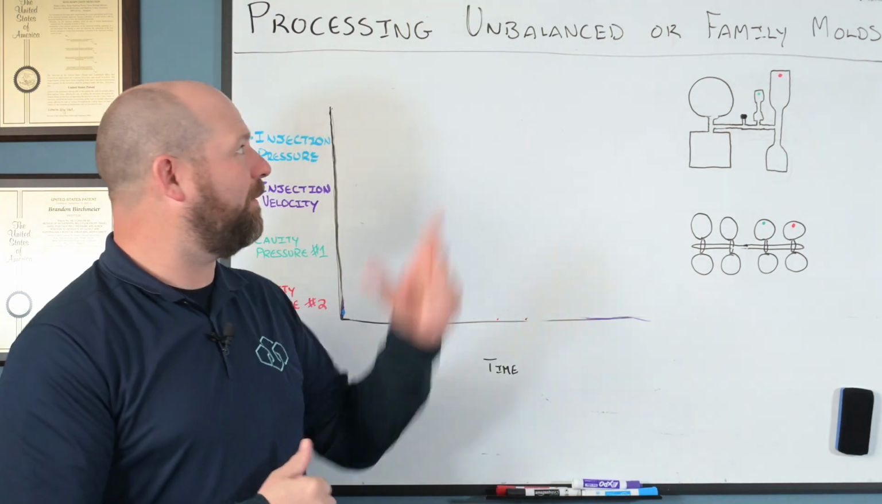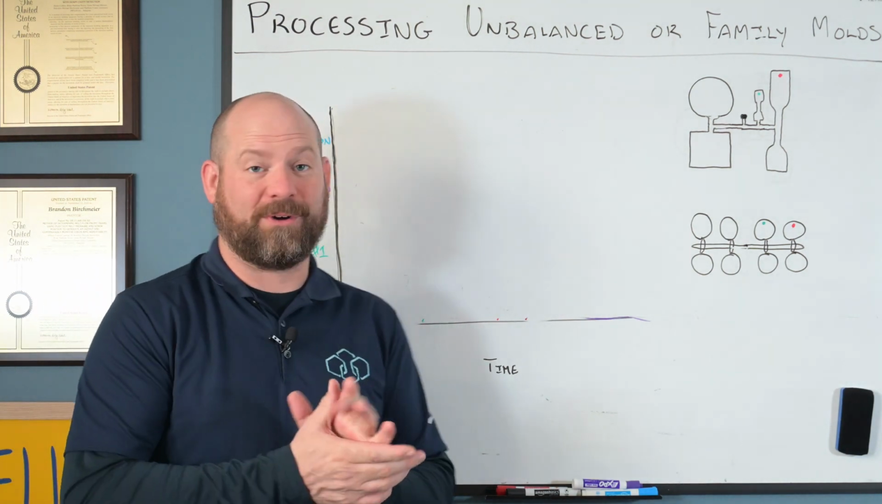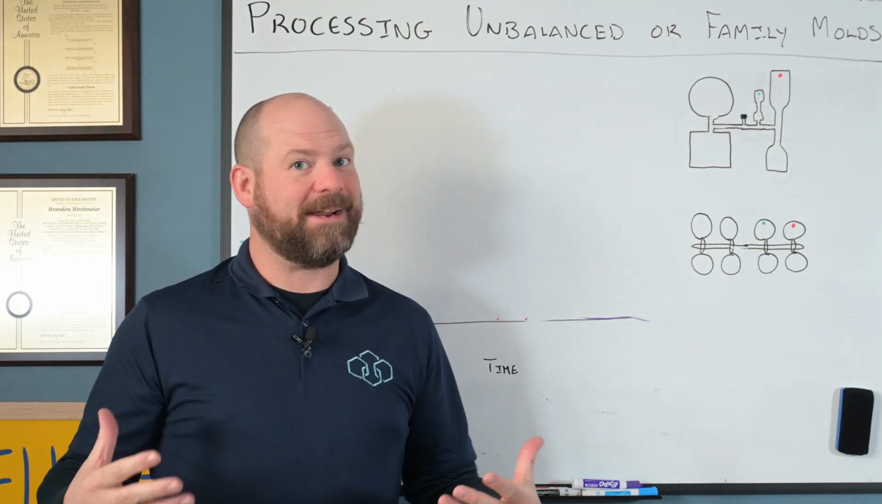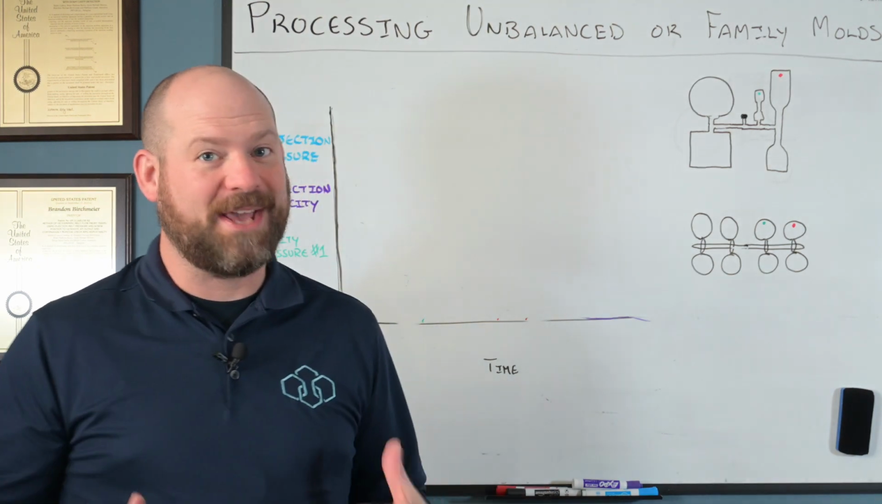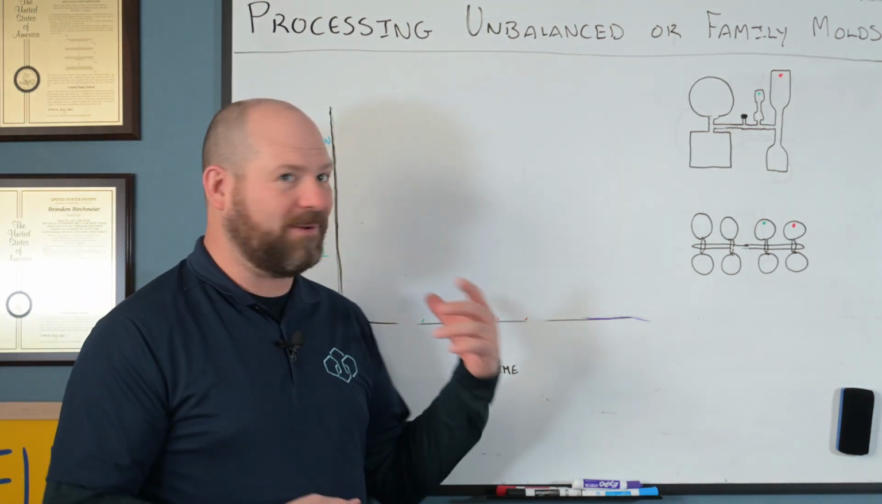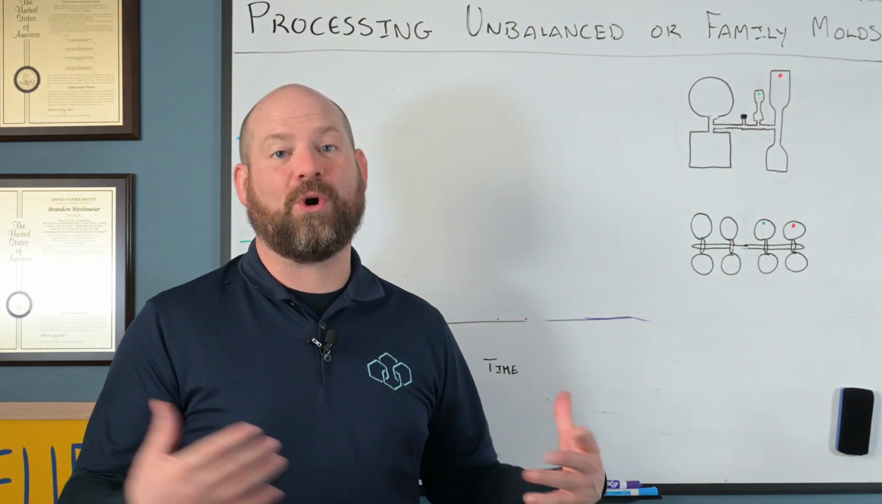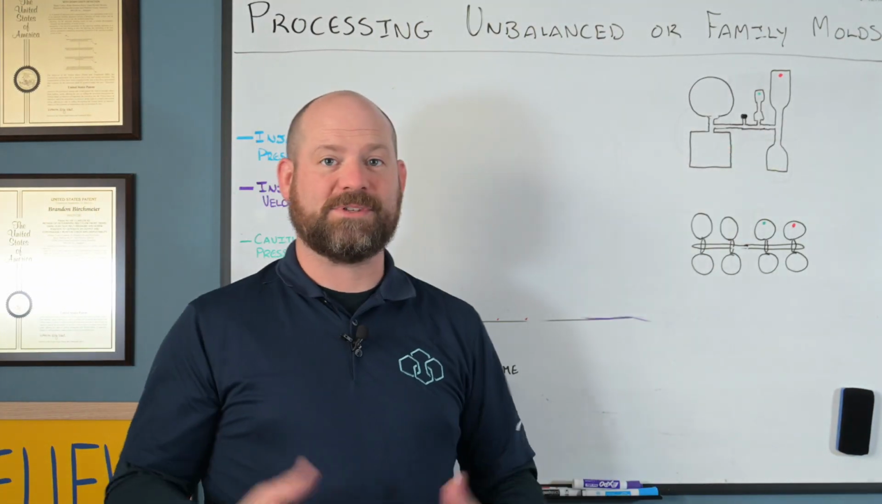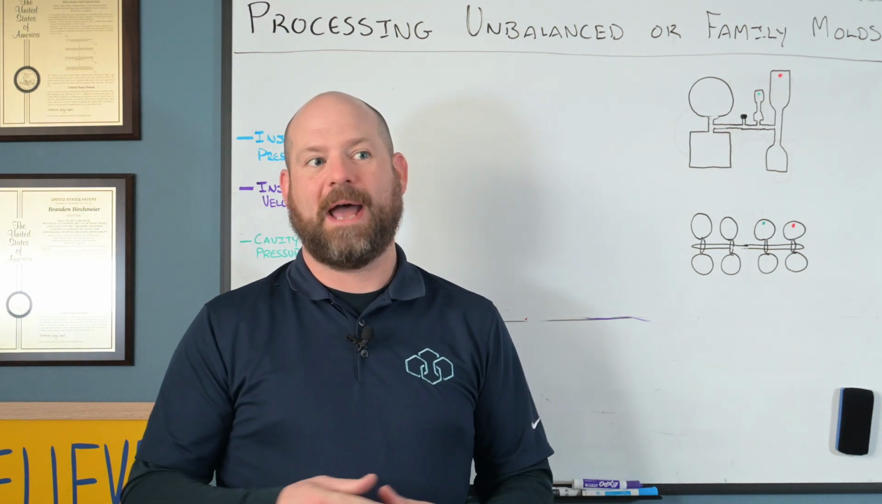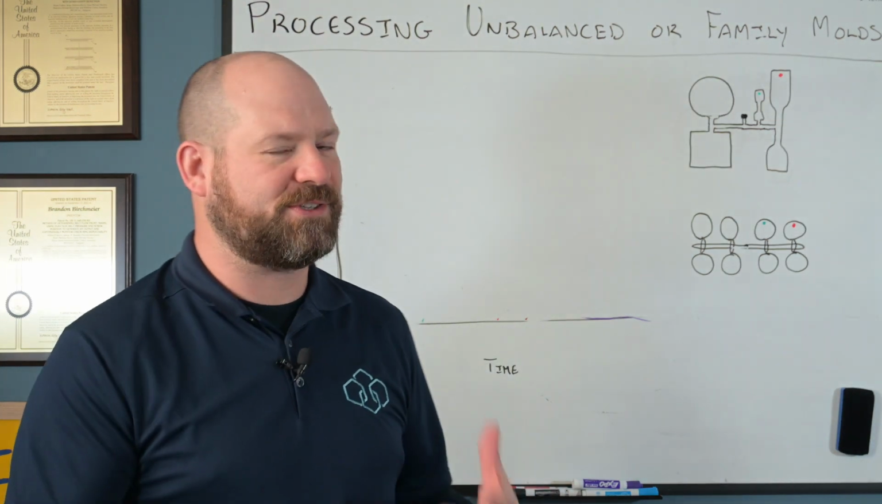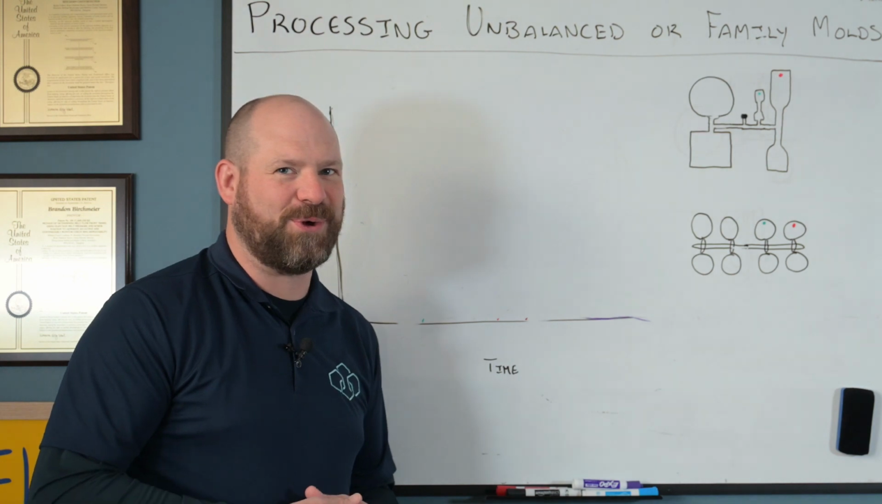Today we're talking about how do you process an unbalanced or a family tool. Again, in the injection molding world, a lot of times things aren't perfect. There are a lot of unbalanced hot runner tools out there, and they're becoming more and more rare, but also family molds, different parts in the same tool. How do you go about process development in these scenarios? It's kind of what we're going to go through today.